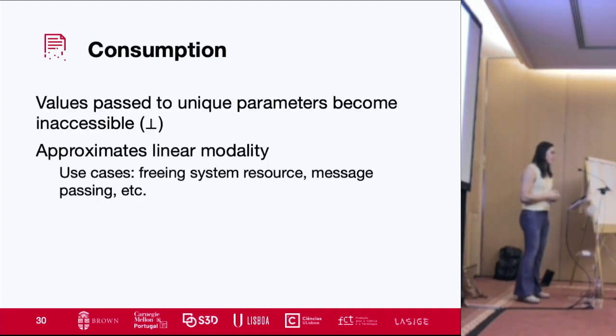Another thing that I mentioned before is how it consumes values. This is sort of like a linear modality. So if you pass a value to a unique parameter, it becomes inaccessible. This also enforces separate uniqueness of unique values. We don't even have to check that. We only have to check that with borrowing, or check it explicitly, I should say, whenever you borrow. Because if it becomes inaccessible, you can't access it later.